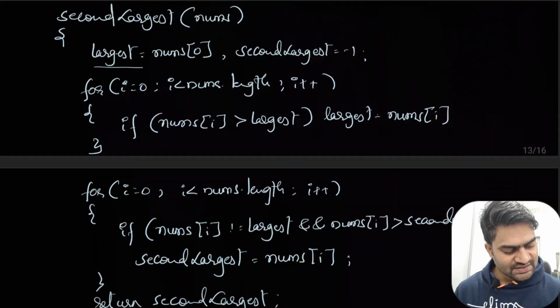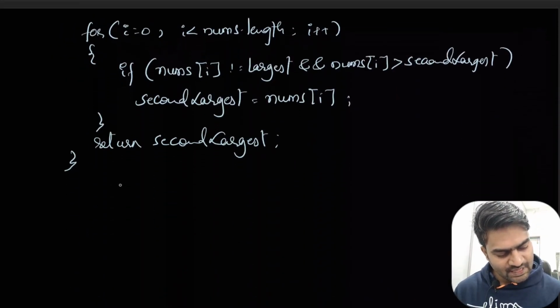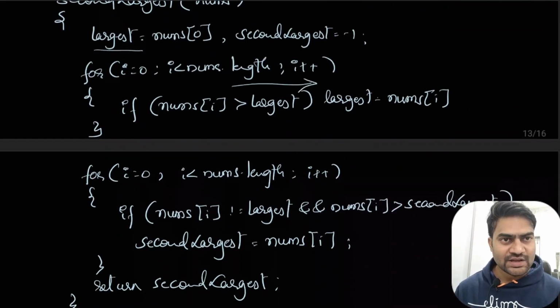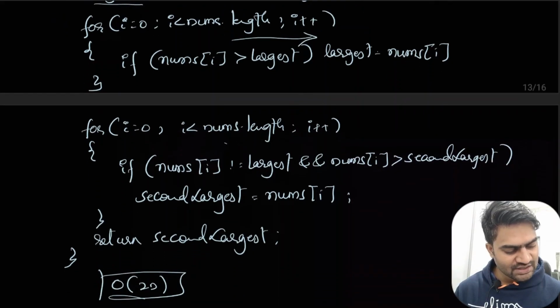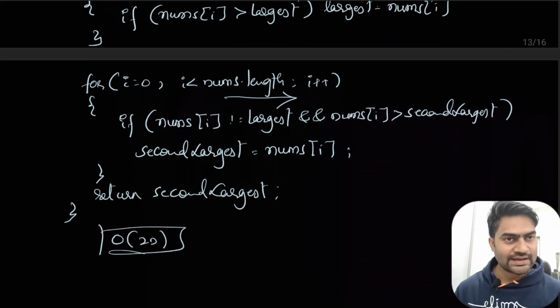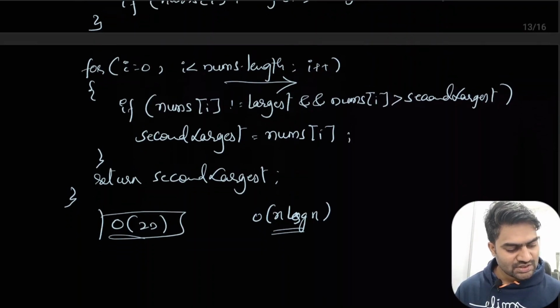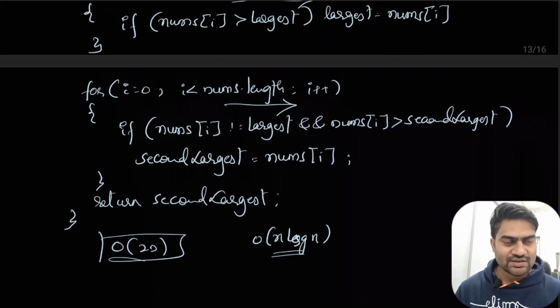So we understood, right? This happens in order of n complexity. Why? Because once we iterate to get the largest number, then again we iterate over the array to get the second largest number. So this is better than order of n log n. So is this good? Are we good? Did we get the number in the most optimal way?